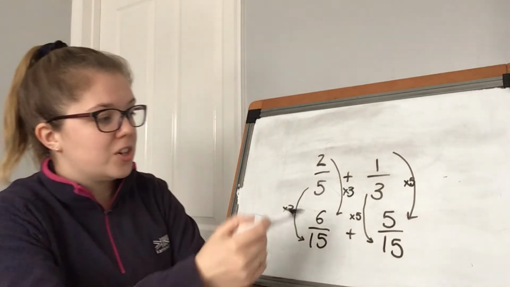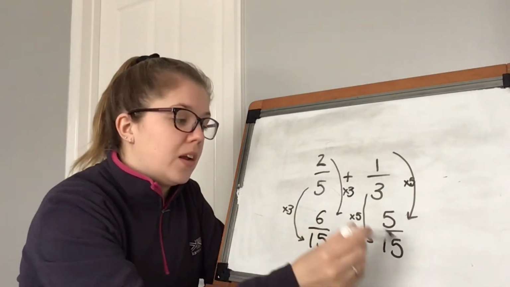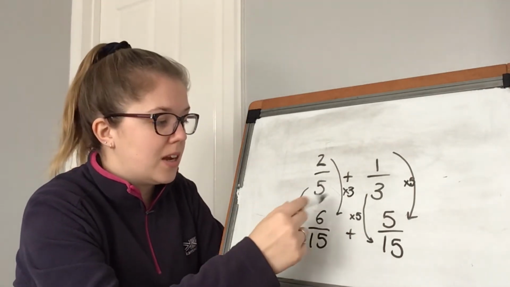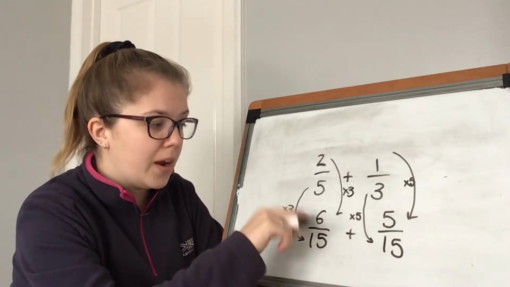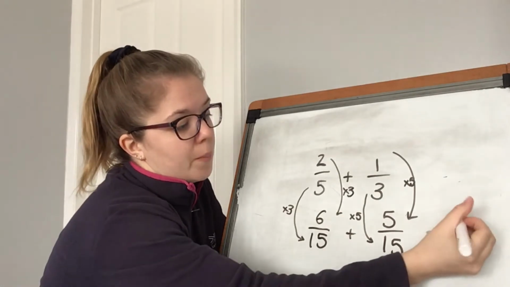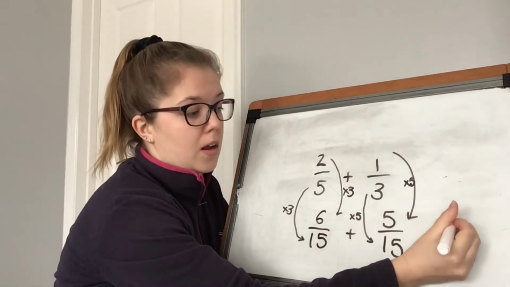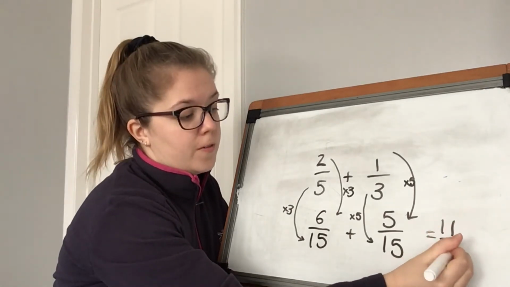Now what we are actually adding is 6/15 add 5/15. We can ignore the denominators and just add 6 and 5. And my number bonds tell me that that is going to be 11. So my answer is going to be 11/15.